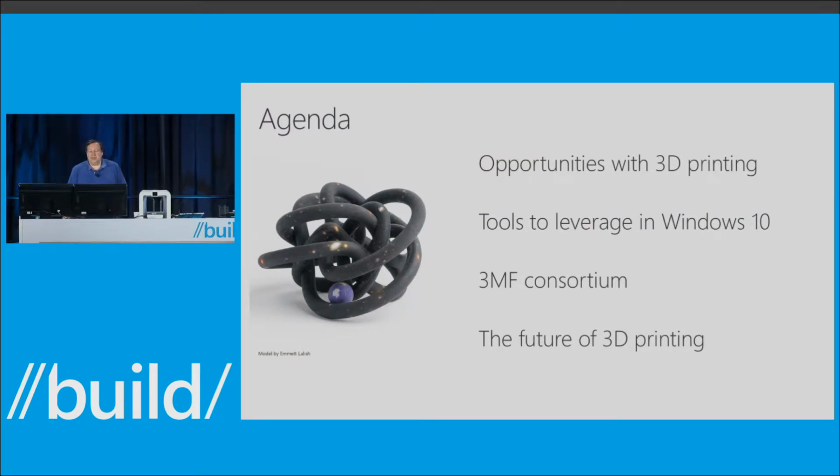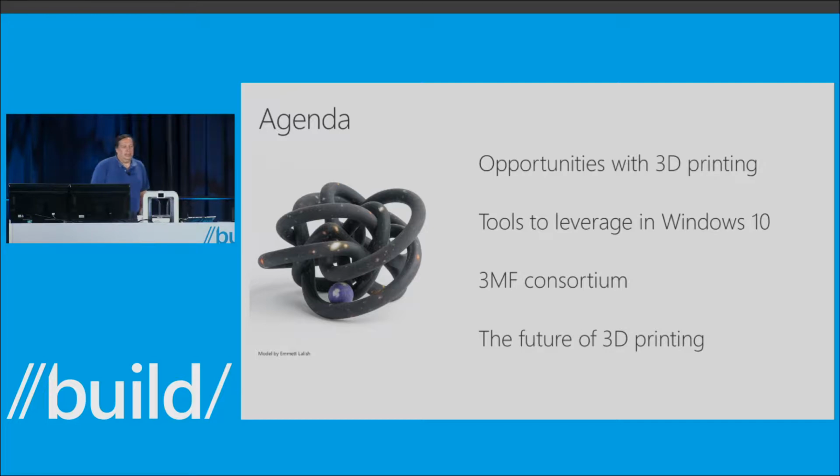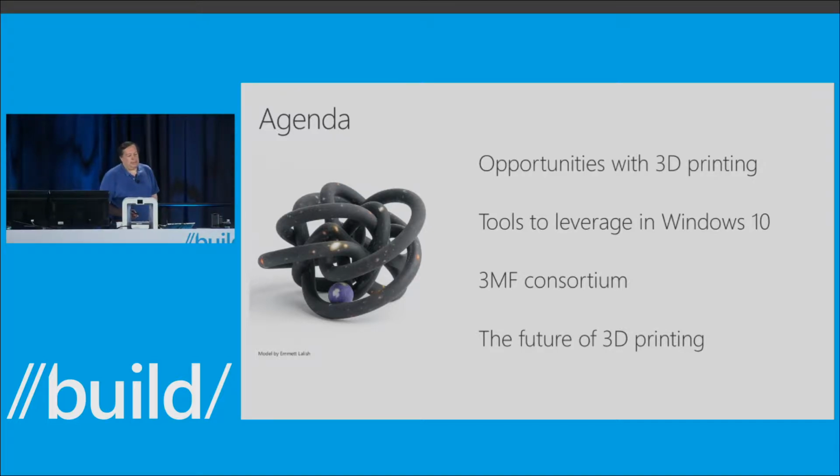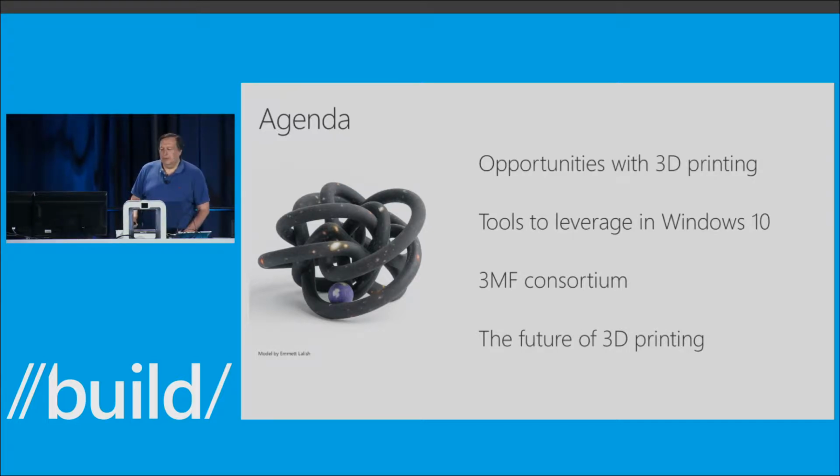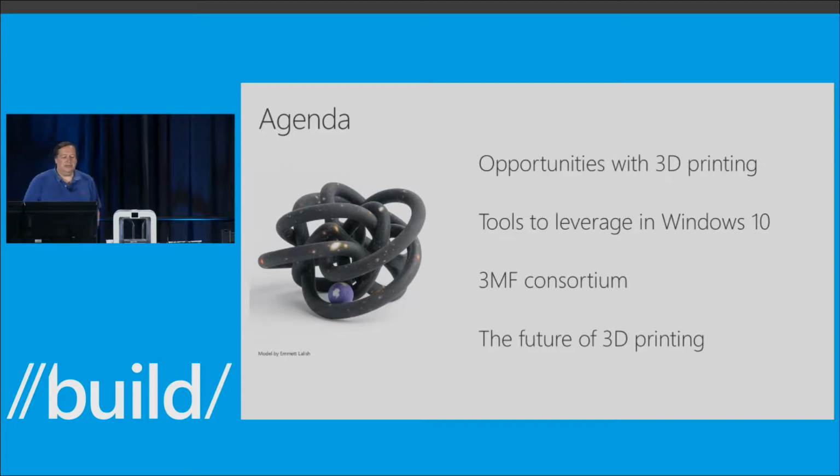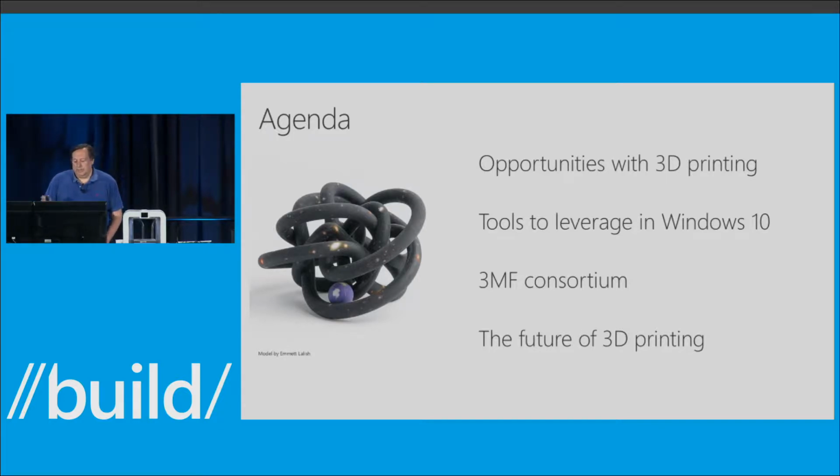So 3D printing has changed quite a bit. There's a lot of opportunities that are presenting themselves at this time, and a lot of tools that we're putting into Windows 10. We're going to go in depth about the things that we're doing in Windows 10 that really help the developer. And today we're going to announce and talk about the 3MF Consortium. The 3MF Consortium is a group of companies that have gotten together to help improve the file formats that we're going to be using for 3D printing in the future. And then my colleague Emmett will be coming up and talking about the 3MF Consortium and the future of 3D printing.